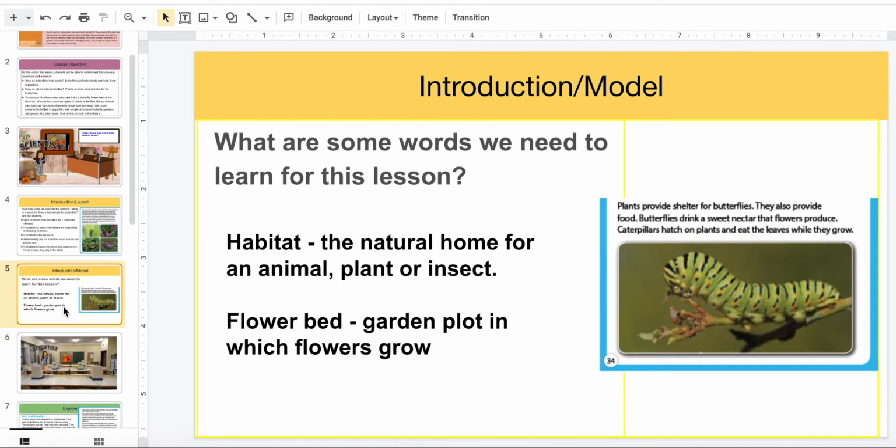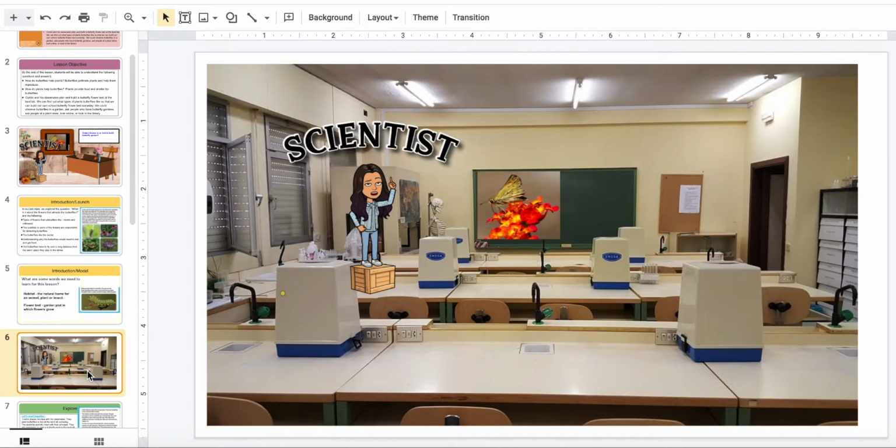Let's introduce some words we need to learn for this lesson. Habitat, the natural home for an animal, plant, or insect. And flower bed, which is a garden plot in which flowers grow. Okay, Science Explorers, we are going to learn more about how to build a butterfly garden, and also we are going to explore and investigate some questions on how to build a butterfly garden.